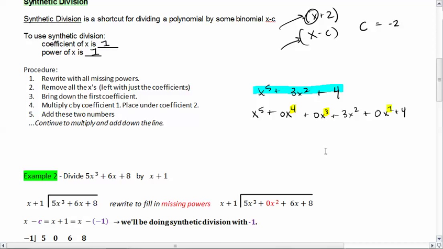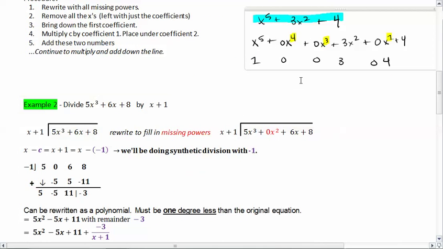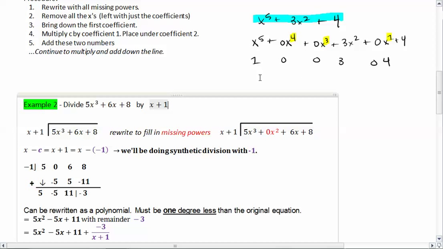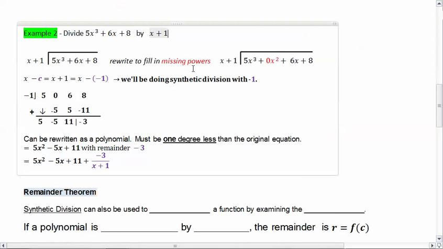The next thing you do is you remove all the x's, so you're left with just the exponents. So this would be, once it's in order, 1, 0, 0, 3, 0, 4. Which looks like some crazy code. I promise this will work out. So then you're going to bring down the first coefficient. I'll show you how that works. Multiply c by that coefficient, and then place it under coefficient 2. So let's do an example to work this out. I think that'll be a little bit more clear.